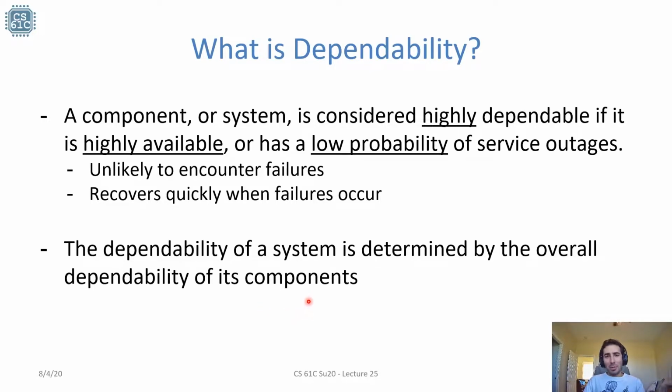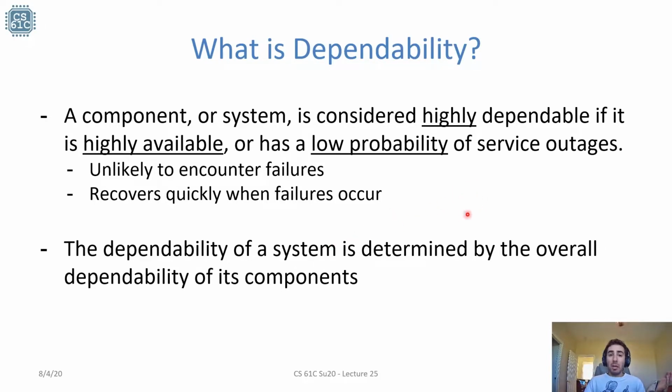So there isn't too much technical aspects to this, right? This is very straightforward, right? Dependability, the system is considered dependable if it's highly available or it has a low probability of failure, right? Or that there's an outage, right? So it's unlikely to encounter a failure, and even if it does fail, it's going to recover quickly and get back online, right? It is an available system, okay?